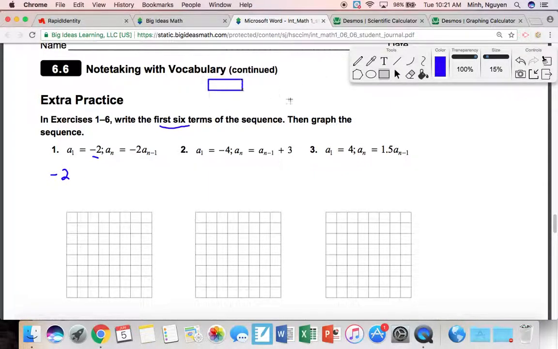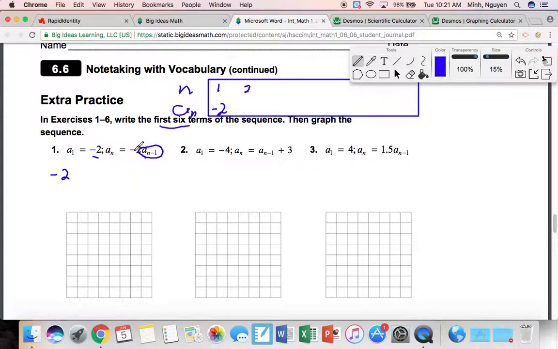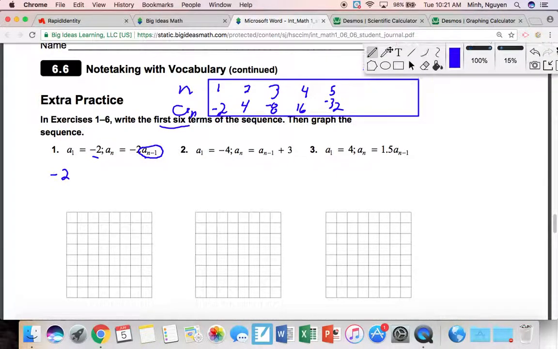So I'm actually going to make a little table. Where n is 1, a of n, so essentially this is just your x and y. A of 1 is -2, and it says to take the last number and multiply it by -2. So the one previous, a of 2 is 4, I have to multiply by -2. So 16, -32, and +64.